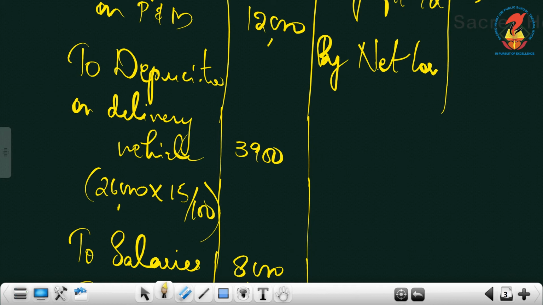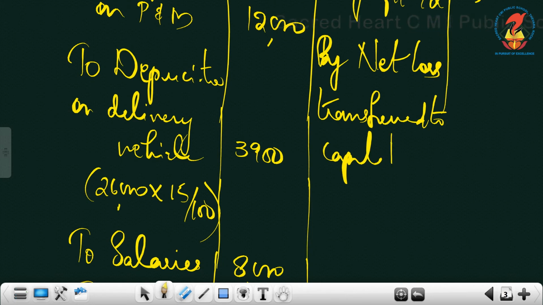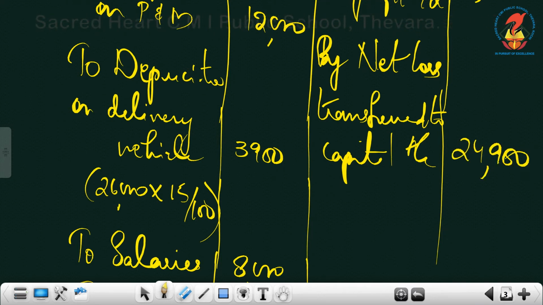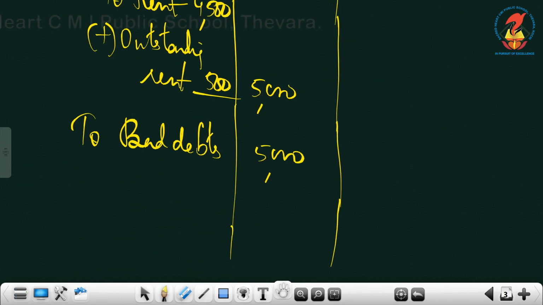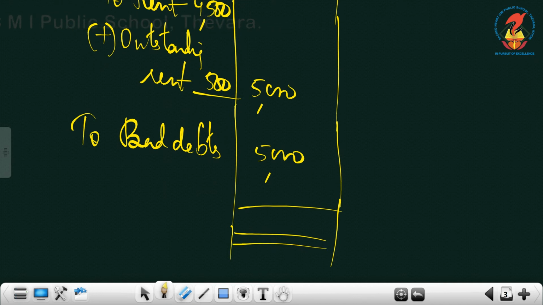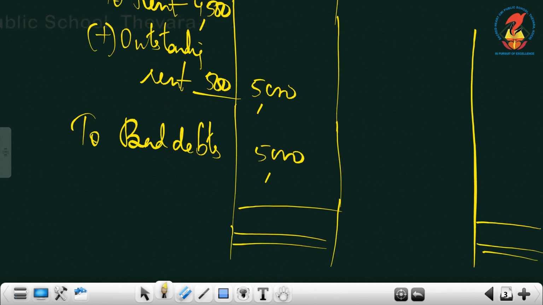By net loss, and this particular item you have to transfer to capital account that we have done in previous chapter. So by net loss transfer to capital account, the amount is 24,900. That's a balancing figure. Write the totals and then you can close P&L account. And next we'll start the balance sheet. P&L total is 35,800.